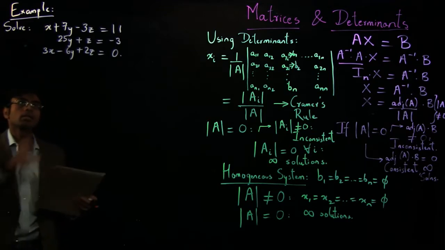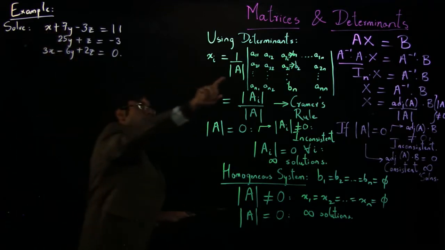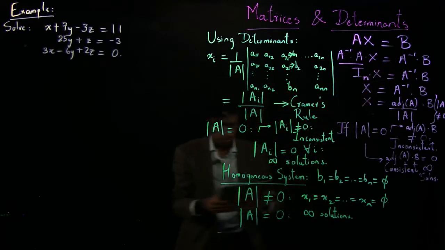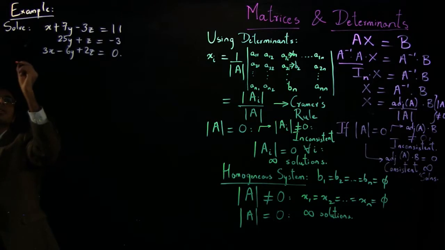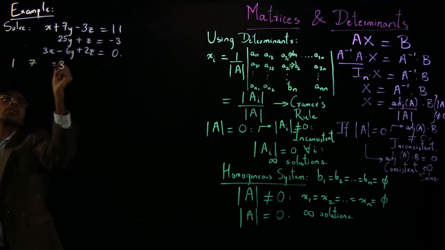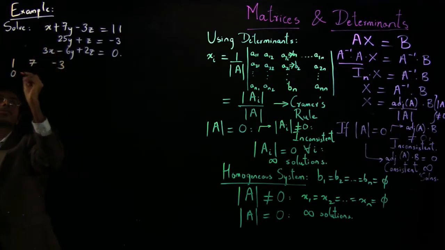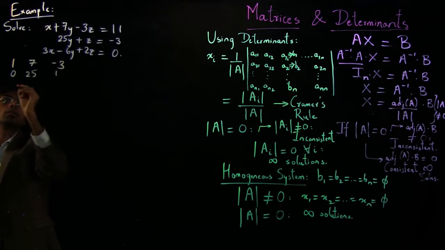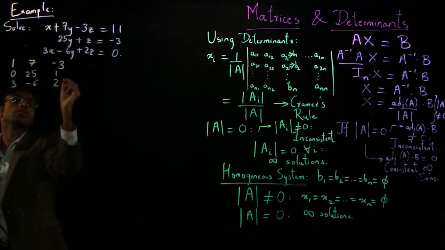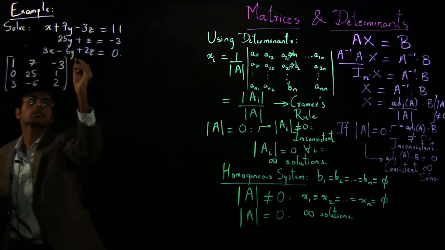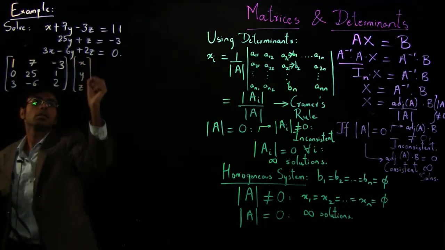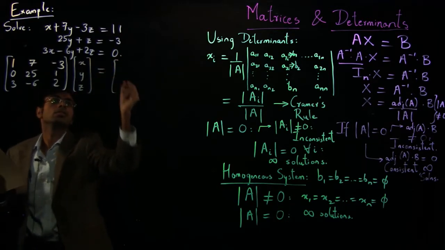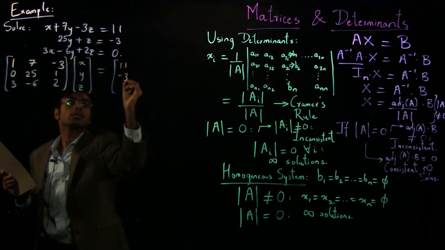The next thing to check would be this determinant, so this part, Ax equals B. So let us first write it in that form. So A would be 1, 7, minus 3, for here it's 0 times x, so 0, 25, 1, and 3, minus 6, 2. This is your A matrix times the variable matrix, in this case x, y, z, equals B, which is 11, minus 3, 0.